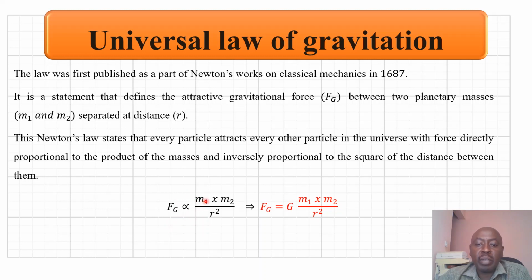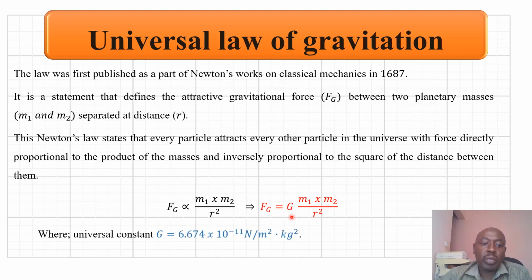on the numerator we have the product of the two masses, on the denominator we get the square of the distance. If we replace the proportional sign with an equal sign, then we have to multiply with a certain constant G. We call it the universal constant, whose value is 6.674 × 10^-11. That is Newton meter squared per square kg.